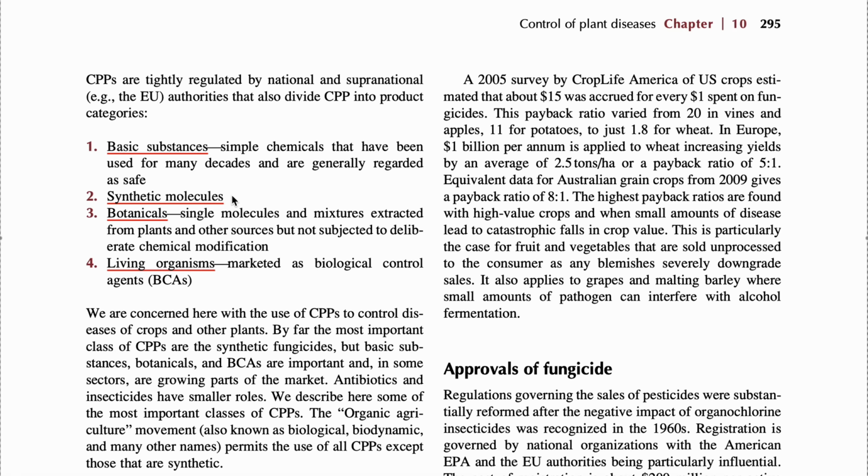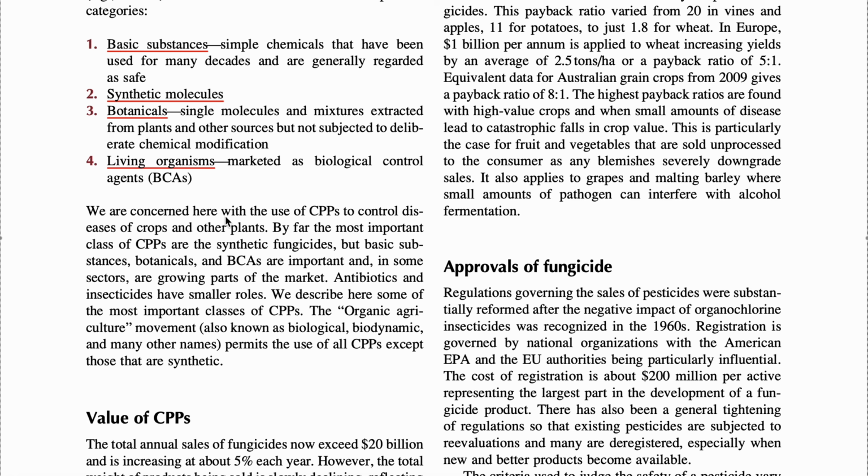Then synthetic molecules, which are synthetic chemicals. Botanicals, neem and all, are the botanicals: single molecules and mixtures extracted from plants and other sources but not subjected to deliberate chemical modification. And the last one is living organisms such as biocontrol agents. Now we are concerned here with CPPs to control diseases of crops and other plants. By far the most important class of CPPs are the synthetic fungicides.